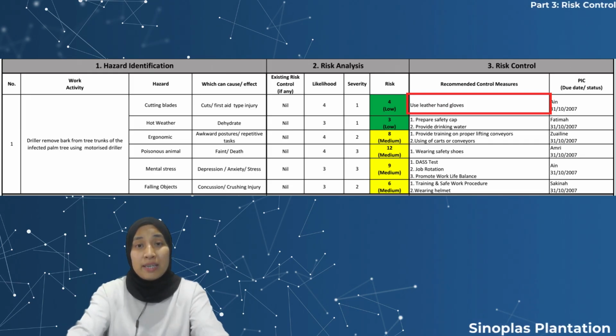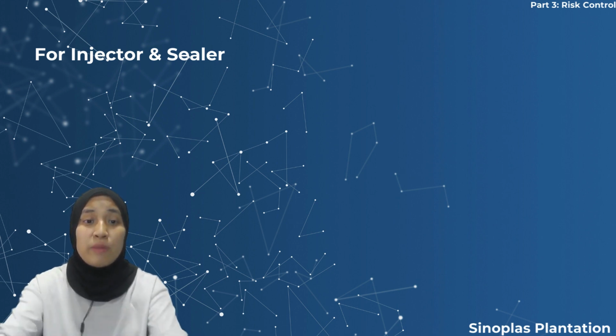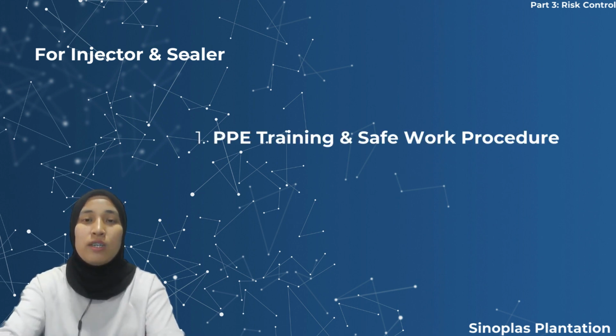Based on the task given to us, the driller is recommended to use leather hand gloves to reduce exposure to the sharp blades. For the injector and sealer, the recommended control measures consist of a few steps. First is PPE training and safe work procedure. It must be communicated to all and monitored regularly by the supervisor on the effectiveness of the program.